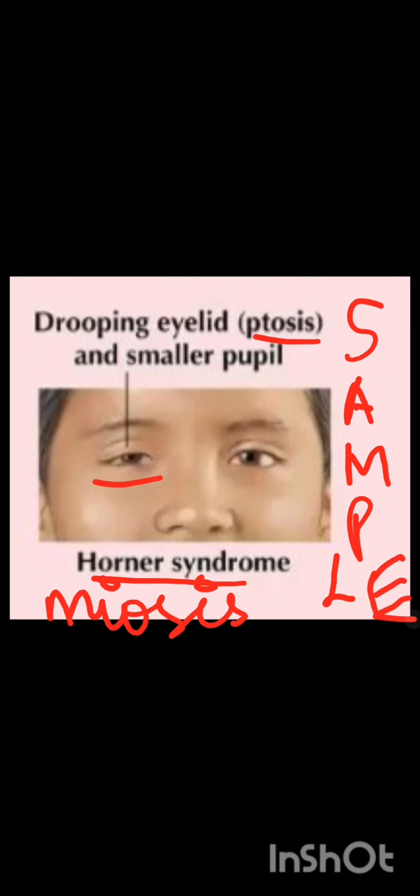Coming to the E, enophthalmos, where the eyes will be sunken inside, not protruded out. So these are the symptoms of Horner syndrome, which comes under Erb's palsy.